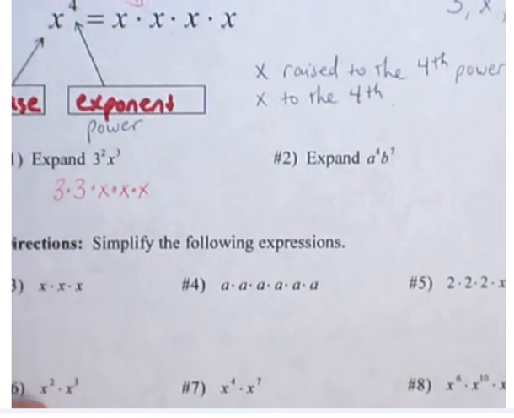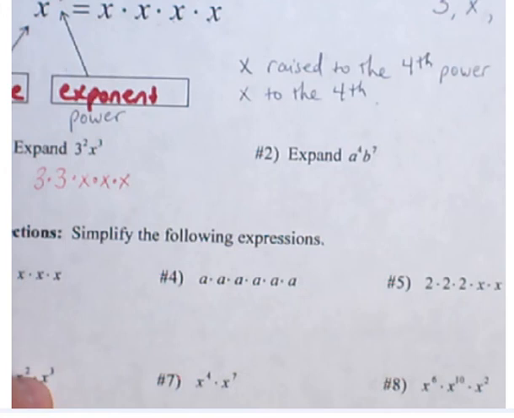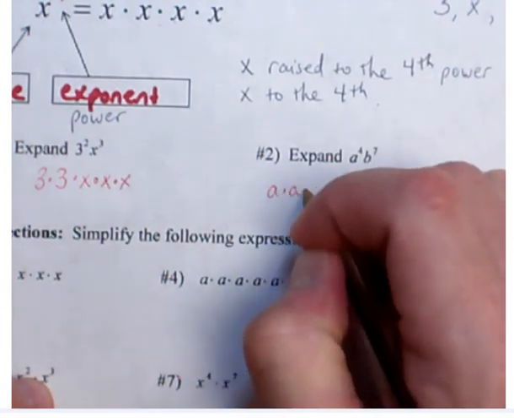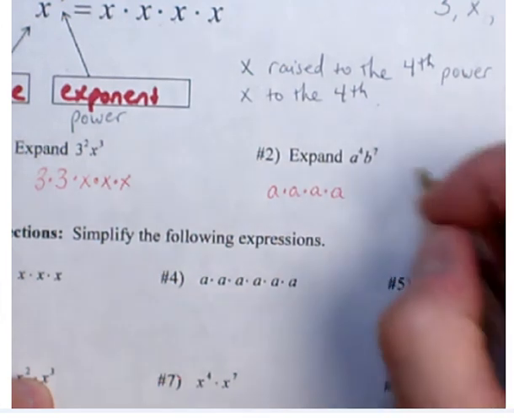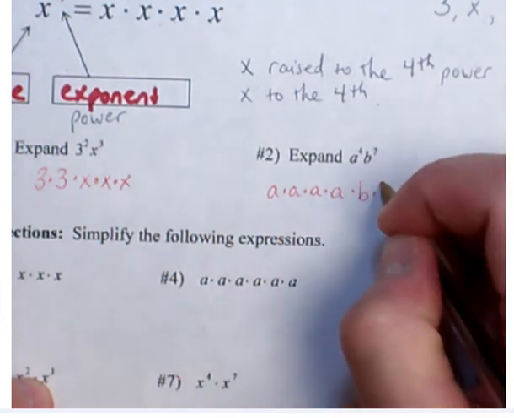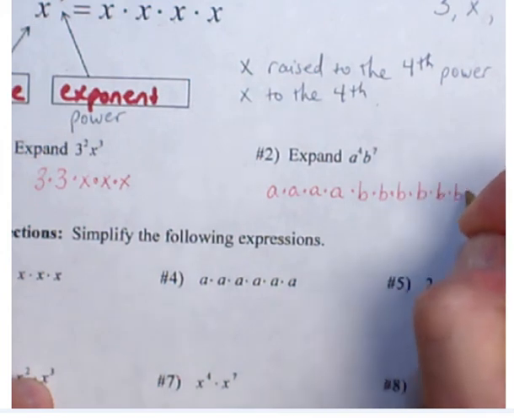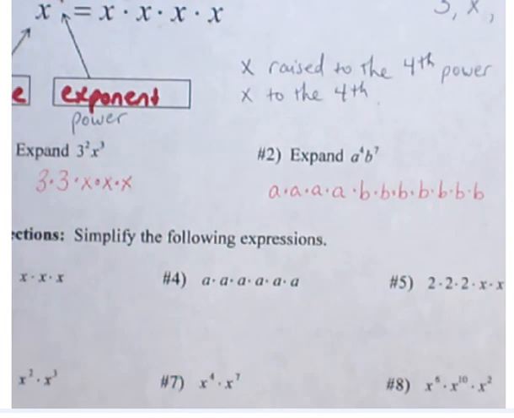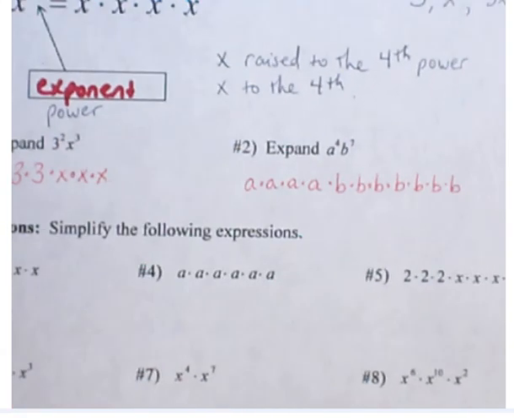Okay, number 2, expand a to the 4th, b to the 7th. Well, a to the 4th means we're going to multiply a by itself 4 times: a times a times a times a. B to the 7th is b times b times b times b times b times b times b. Okay, this is really interesting. We could do this all day long. Unfortunately, expanding can take you quite a bit of time.